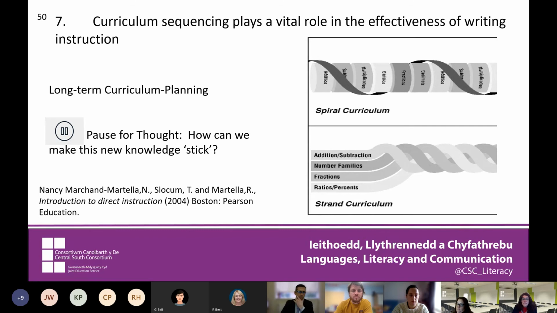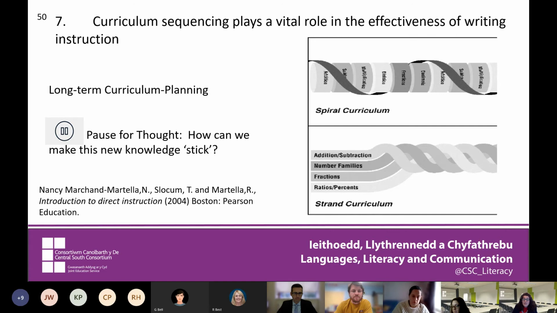This is really important. So this is the last part now. I said that we would return to curriculum sequencing. It plays a vital role in how all of this works and the effectiveness of writing instruction. So, pause for thought. How can we make this new knowledge stick? If you're watching this as a pre-recorded video, pause and discuss this with your team. It's all very well teaching writing explicitly, but we need to teach it in a sustainable way so that our young people will remember. We've all been there when we thought we taught a concept beautifully, only to come back to it, expecting the knowledge to be there, and it's not.